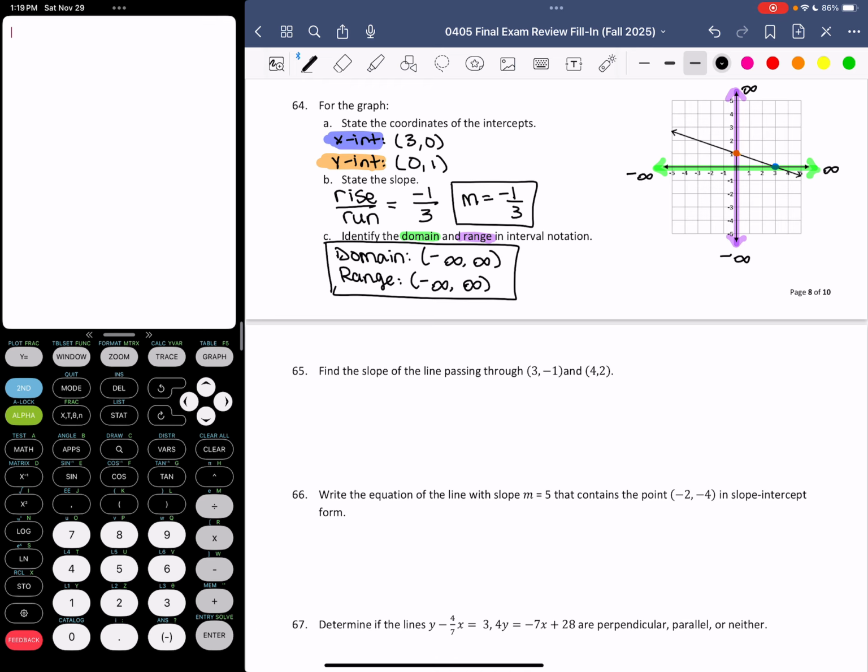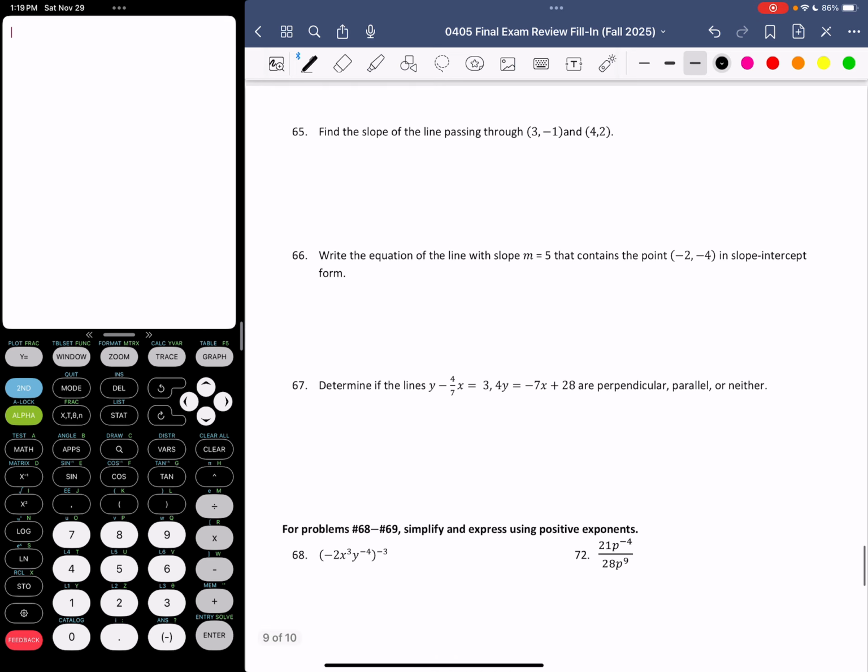Moving on. Find the slope of the line passing through these 2 points. Okay, so what you'll need here is a formula. Slope formula, y2 minus y1 over x2 minus x1. So this is a formula you will need to know. I'm going to just, oh, let me not do that. Let's go this.